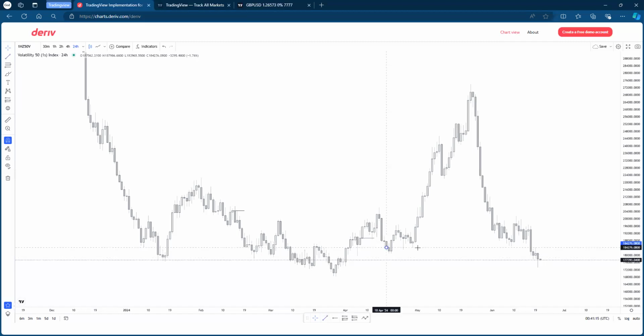Synthetics, I don't think there's any need to backtest synthetics. Just go and apply the same thing that you know, right? Go and apply the same thing that you know. And I've said it already before.